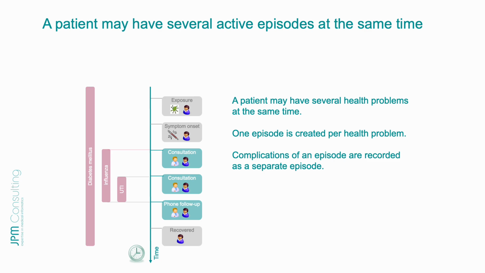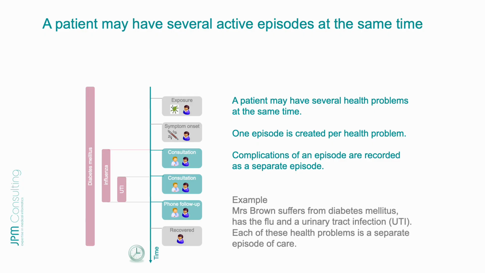A patient can have several health problems at the same time. In an episode-oriented record, one episode is created for each health problem. Complications are handled in the same way. If a complication becomes a distinct problem, it is recorded as a separate episode. For example, Ms. Brown has diabetes mellitus, the flu, and a urinary tract infection. Each of these health problems is a separate episode of care.